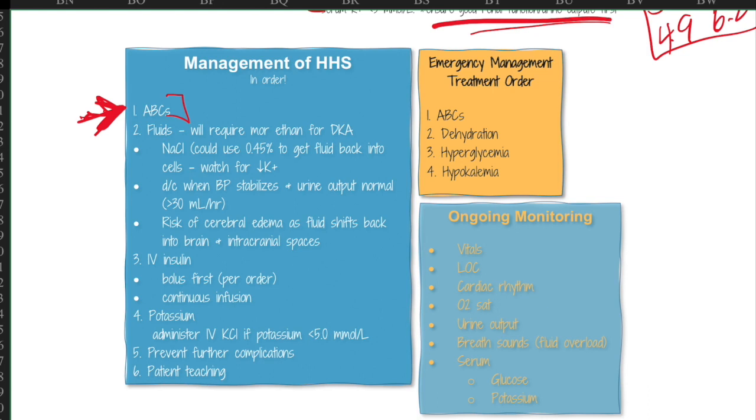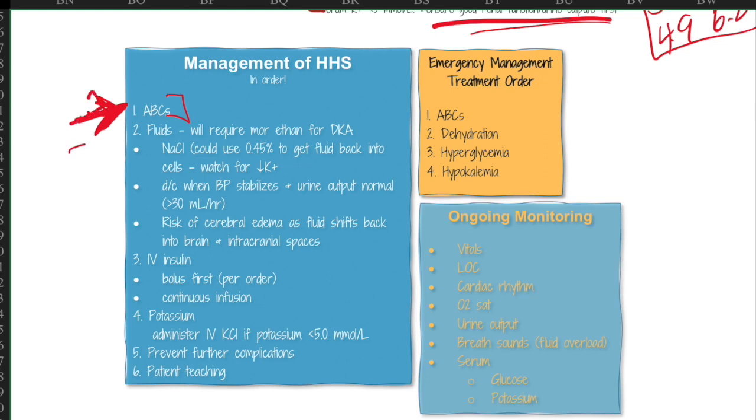Just a side note, I am hoping to make some videos on how to answer these questions, how to read them, how to think through them. So hopefully I'll be able to get that up by the end of the summer. So anyway, first thing, ABCs, same thing with DKA.